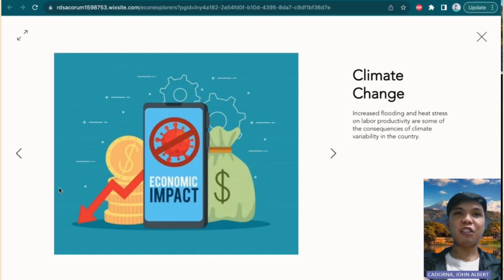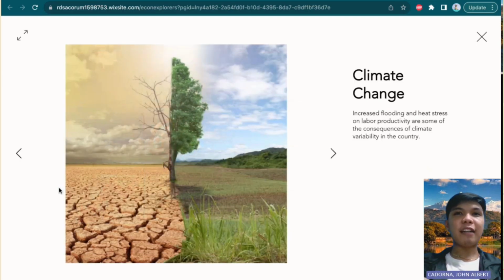Next, climate change. Global warming and climate change are already affecting Nepal's gross domestic product. Increased flooding and heat stress on labor productivity are some of the consequences of climate variability in the country.